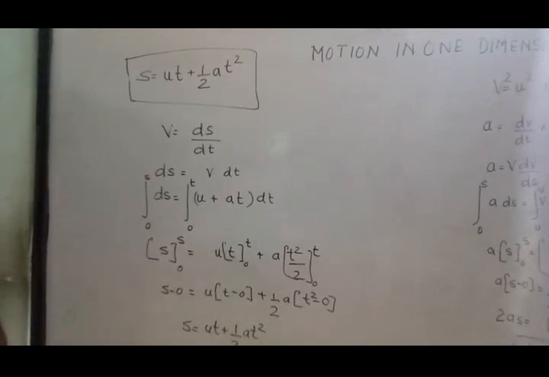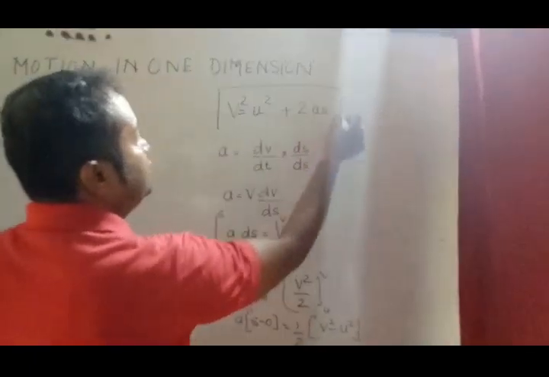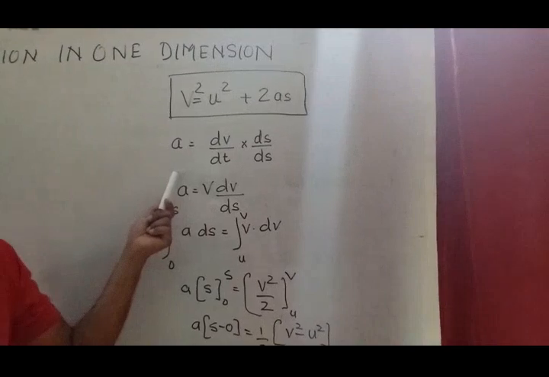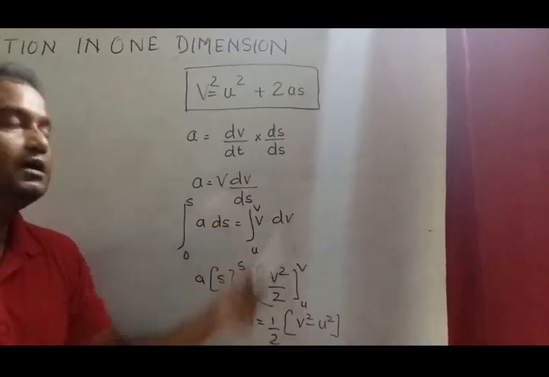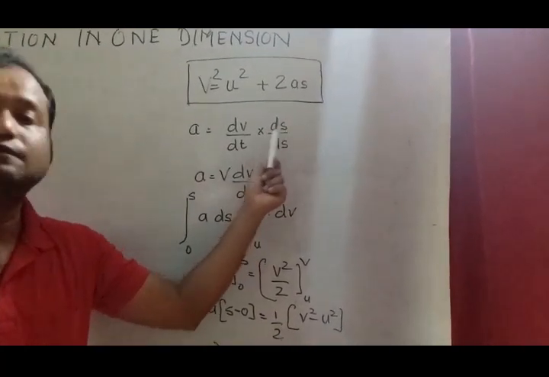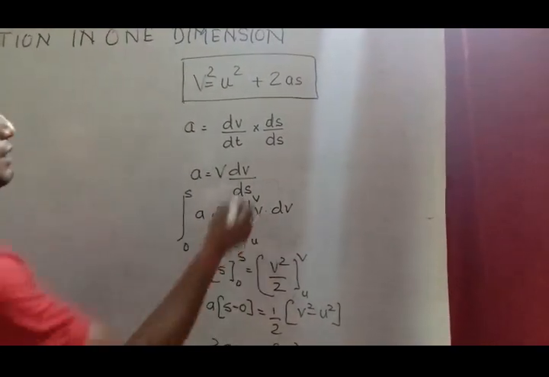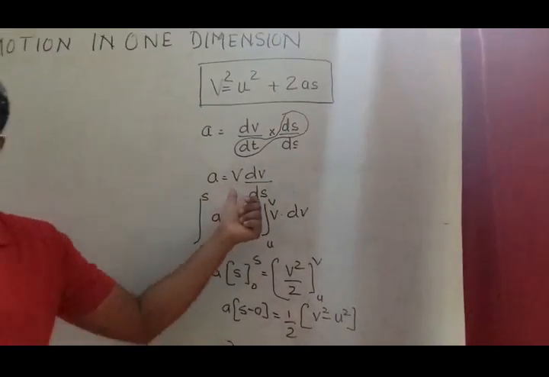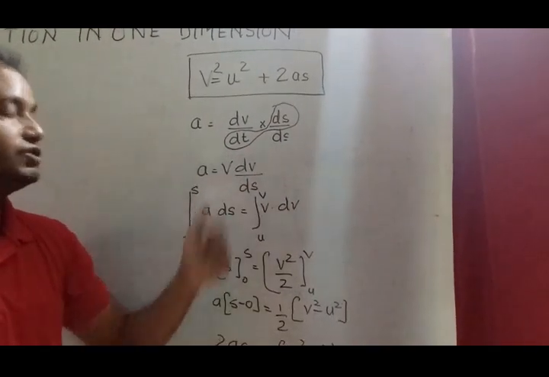Coming to the third and final equation of motion, which is v squared equals u squared plus 2as. Acceleration, students, we very well know is change in velocity upon change in time. Multiplying both sides by change in displacement, in numerator as well as denominator, doesn't make any change. Now students, this change in displacement over change in time becomes velocity. This dv remains as such, this ds remains as such.